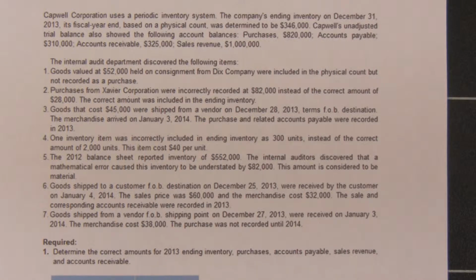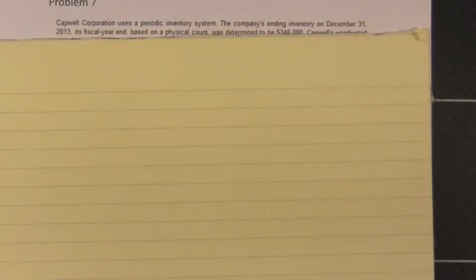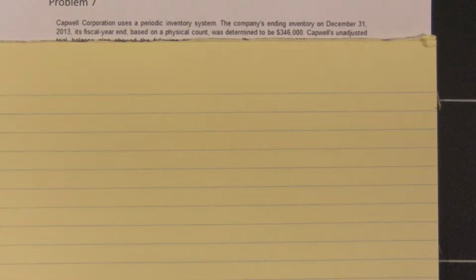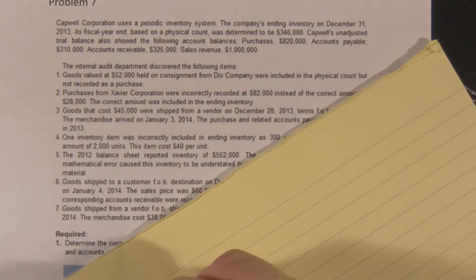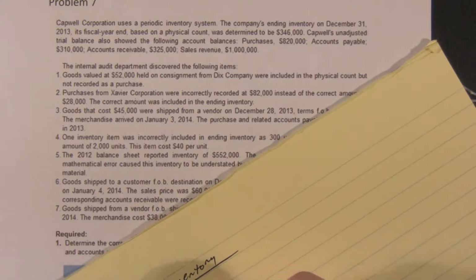Okay, this problem just screams T account. Now I'm going to go through and do it one at a time. And they tell us the company's ending inventory on December 31st, at its fiscal year end, was determined to be $346,000. Okay, I'll take their word for that. Inventory, $346,000.